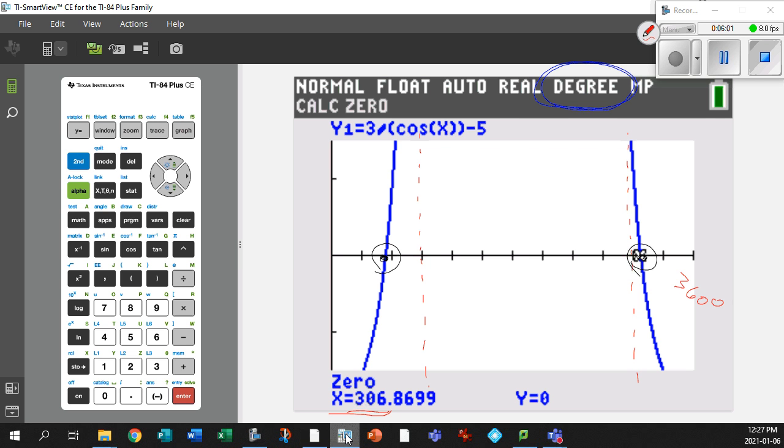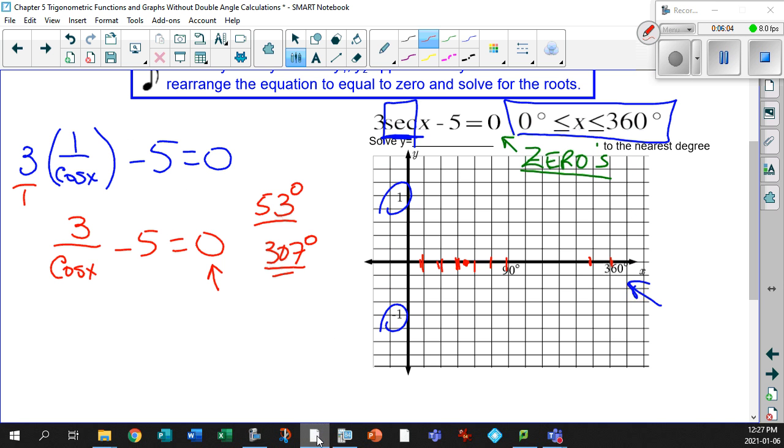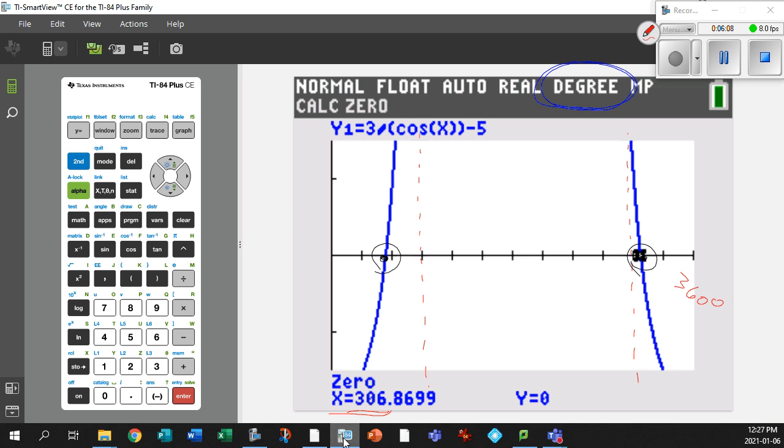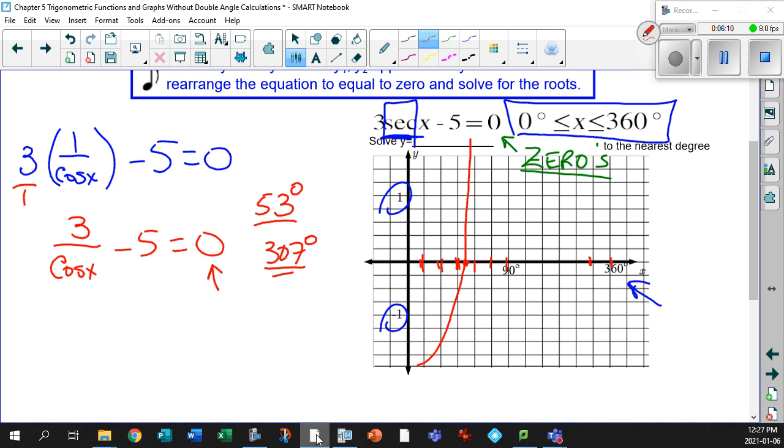So this looks like it's going up at this section here. So we're going to put this guy going up like that, okay? And on this side, it looks like it's going down. So on this side, it's going to be going down through there. Label these points here and here as your 53 degrees and as your 307 degrees. And my goodness gracious, that was fun and easy.